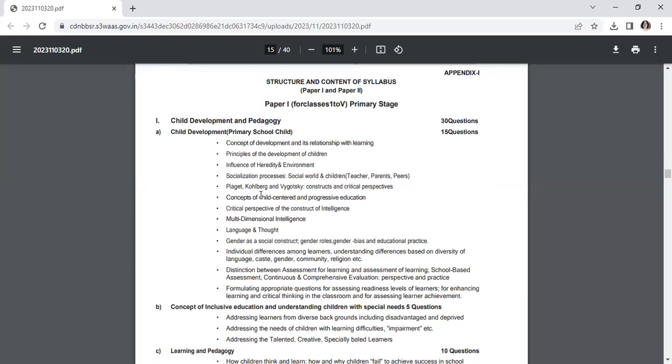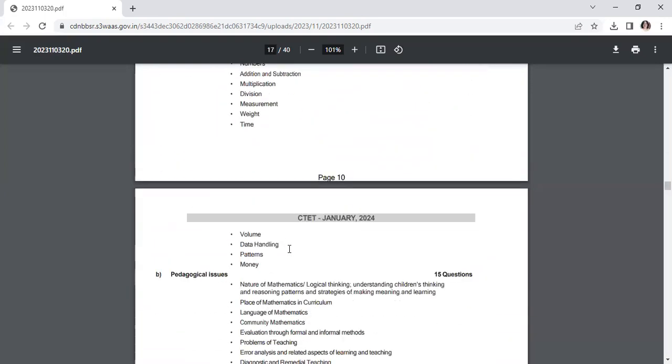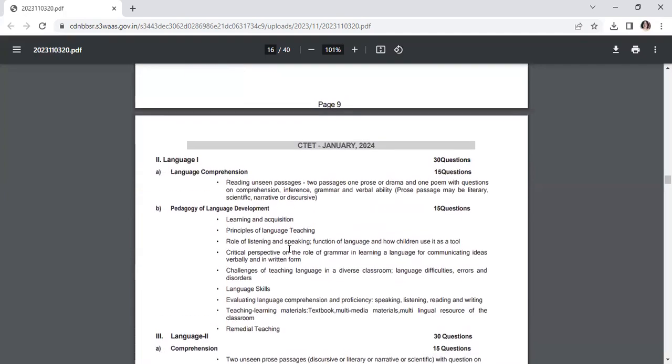Piaget, Kohlberg and constructivist and critical perspectives. See, all these details are given here related to child development. Please, teachers, you go through this. Second is the concept of inclusive education and understanding children with special needs, and questions. Then learning and pedagogies. How many questions are going to come? It is given in detail.